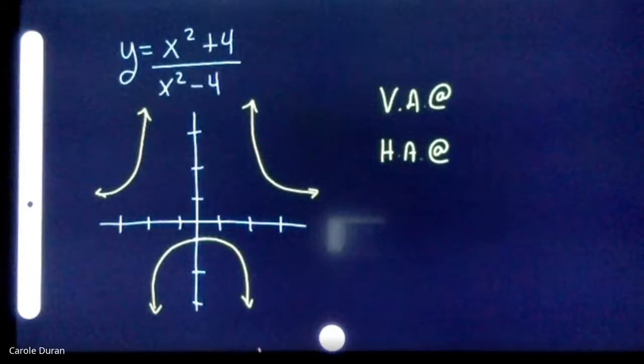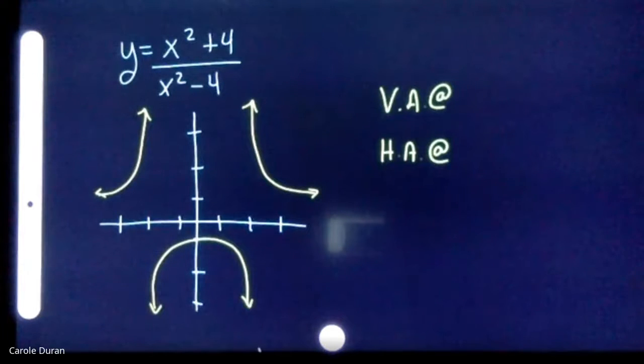What's the y equals x squared plus 4 over x squared minus 4? That is our rational function. This is the graph of that. Oh, okay. Yeah, so I give you both the function and the graph. Okay.